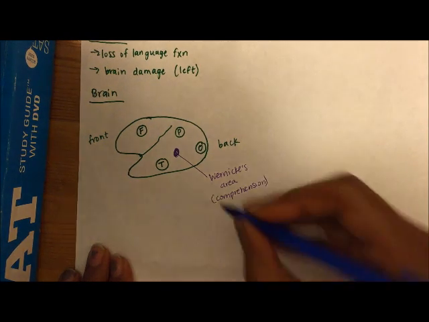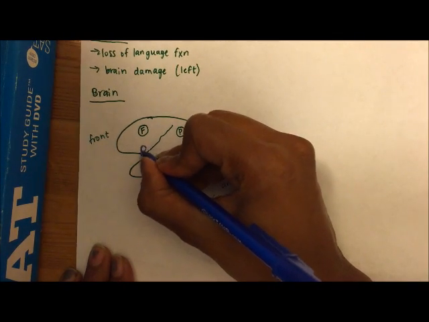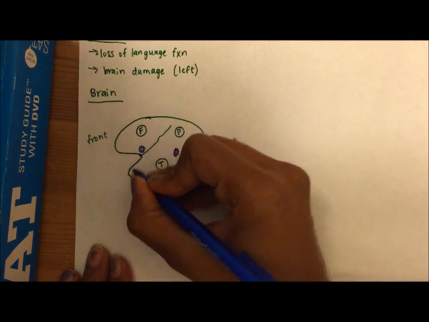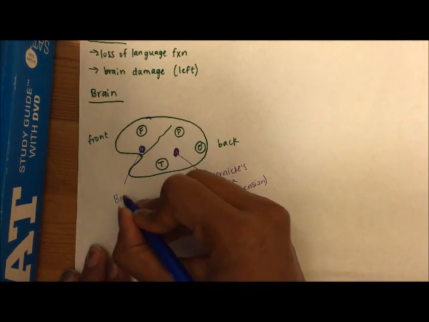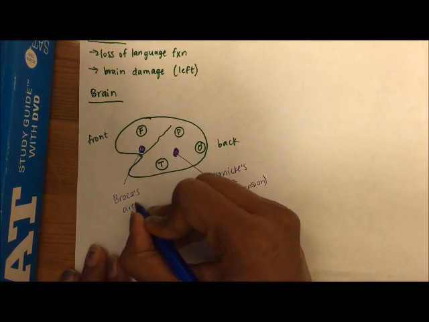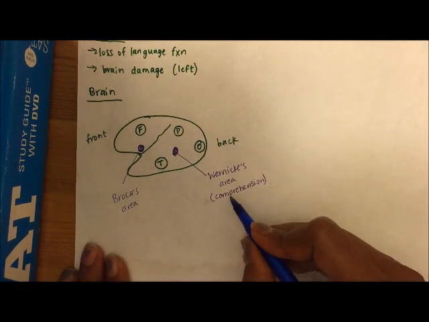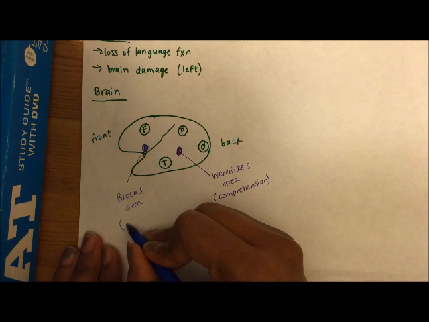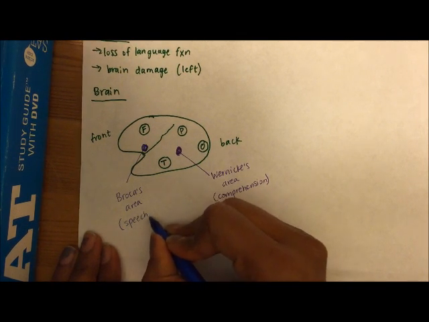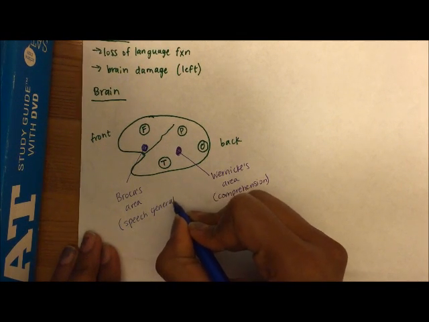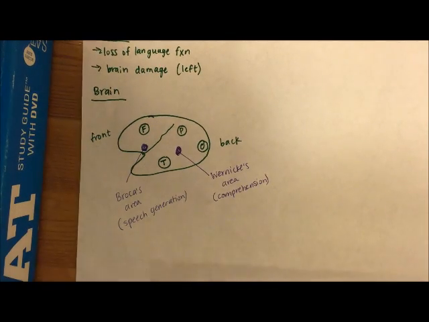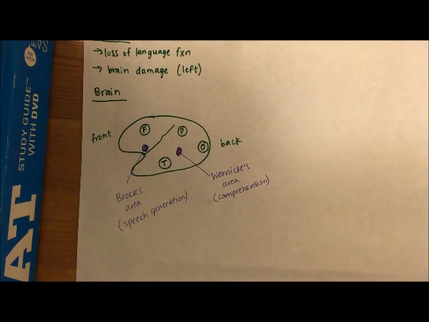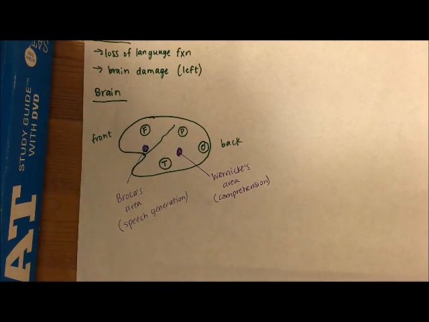Then you have the second area right here in the inferior frontal region, and this is called your Broca's area. Broca's area does something different. Wernicke's is responsible for comprehension, whereas Broca's is really responsible for speech generation. I want you to think of this more as a motor function. Everything that requires actual movement in generating speech is what Broca's area is responsible for.